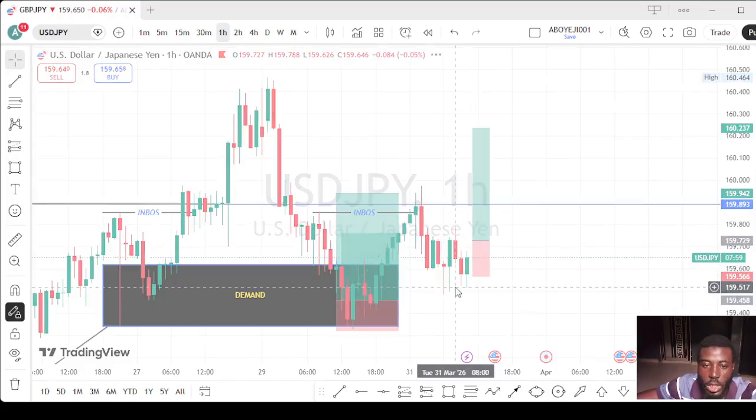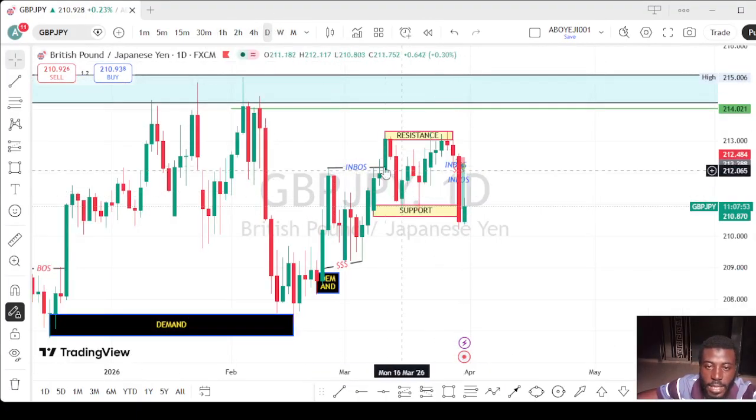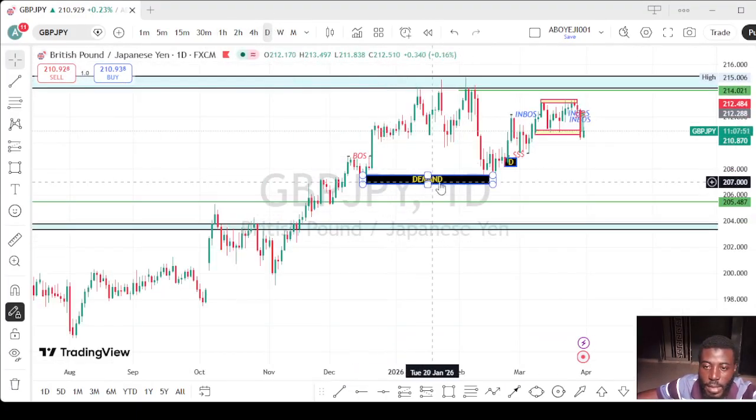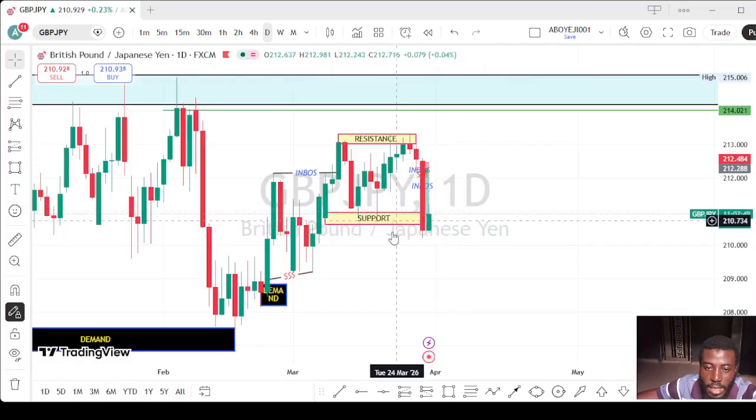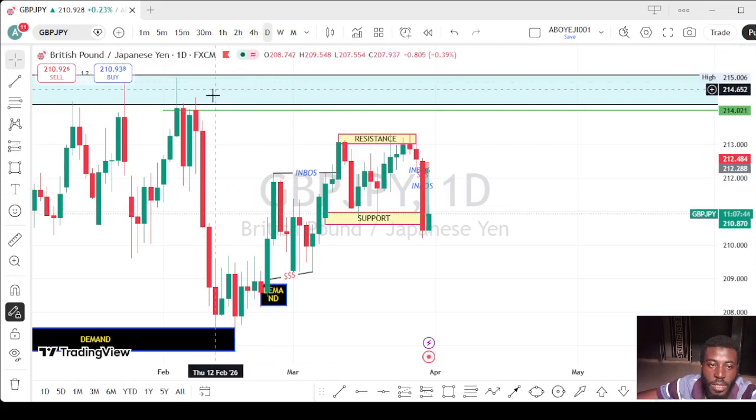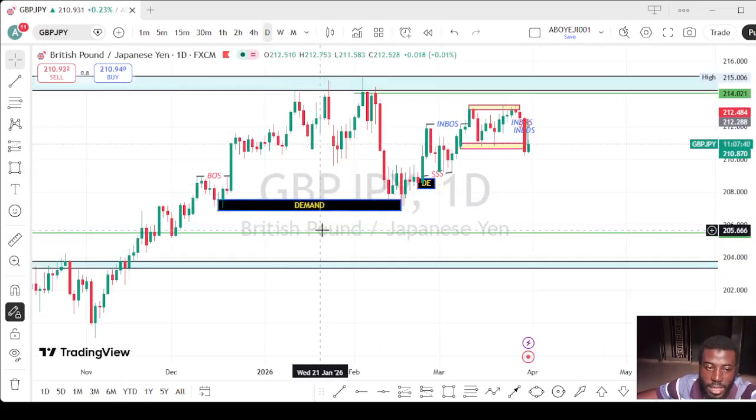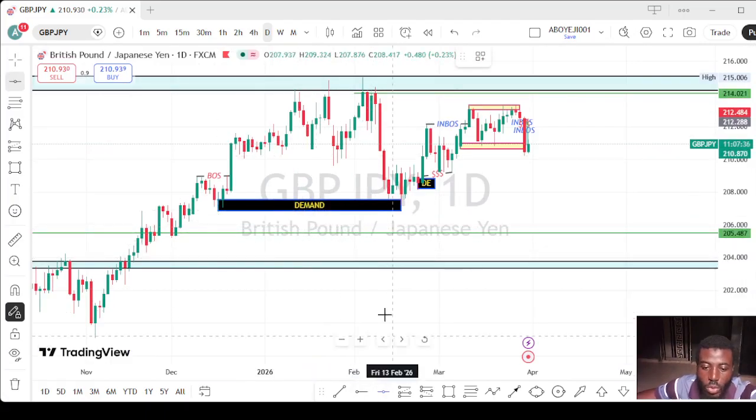Let's now move to GJ. From the daily time frame, we can see this is the demand that's trying to push the market up. But what is happening? Let's move to the 4-hour time frame. This is our swing high. You can see the market is in between both the swing high and the swing low.